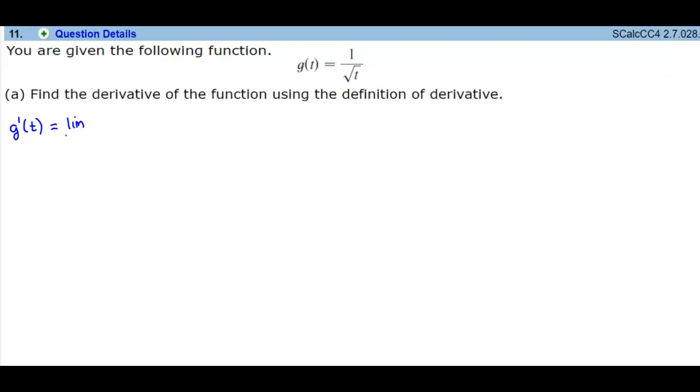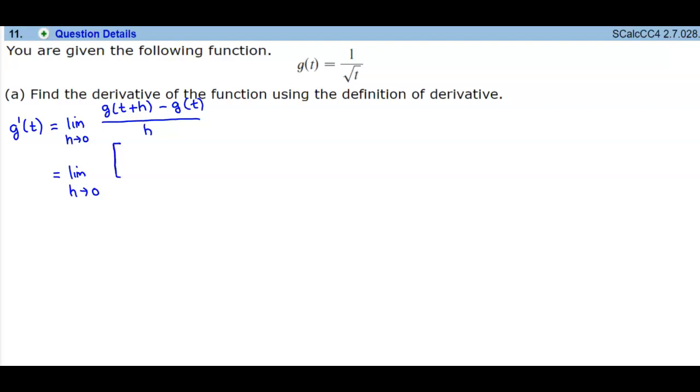limit as h approaches 0 of g of t plus h minus g of t divided by h. So we want to find the limit as h approaches 0.